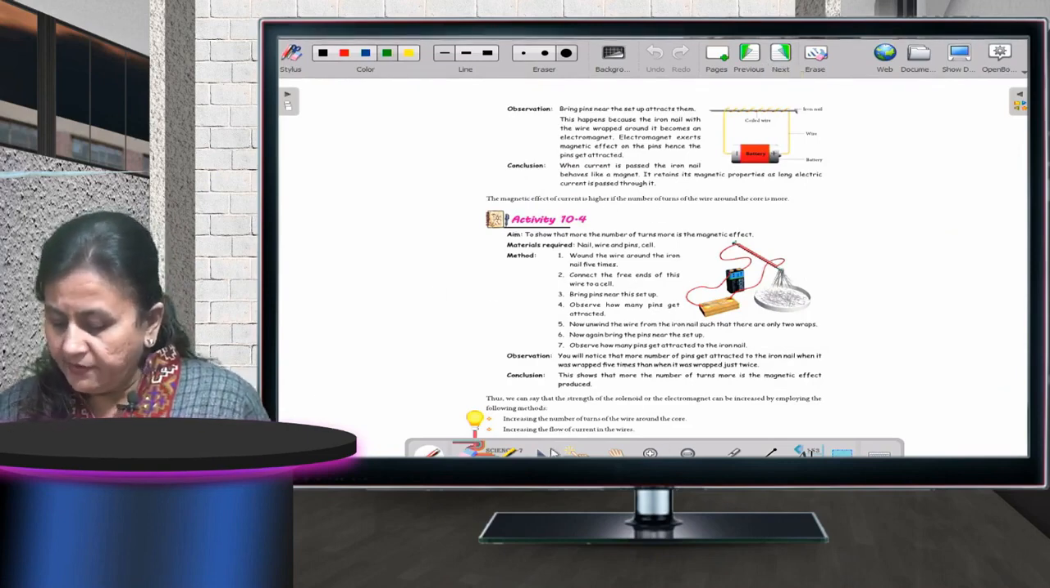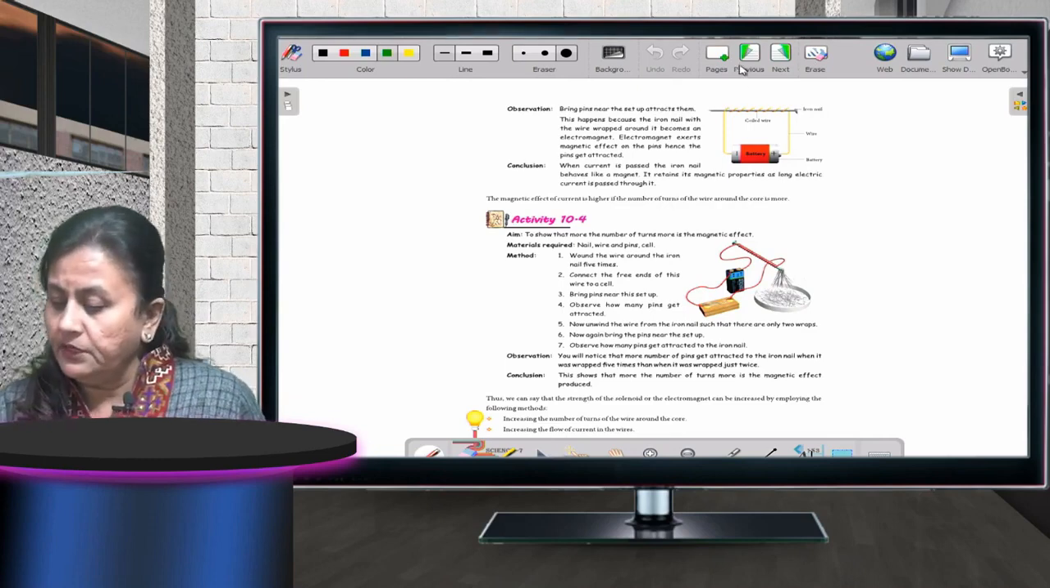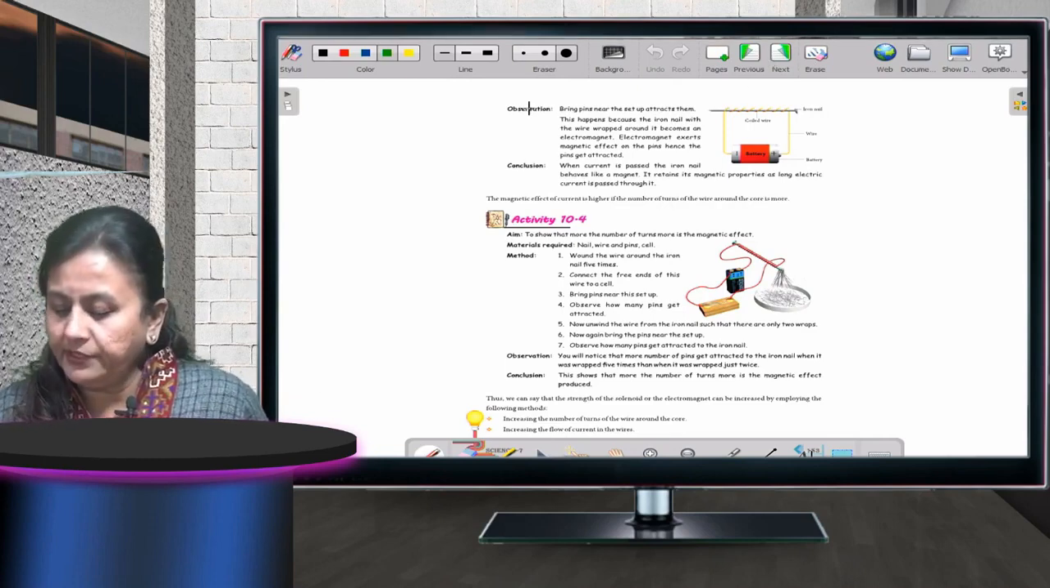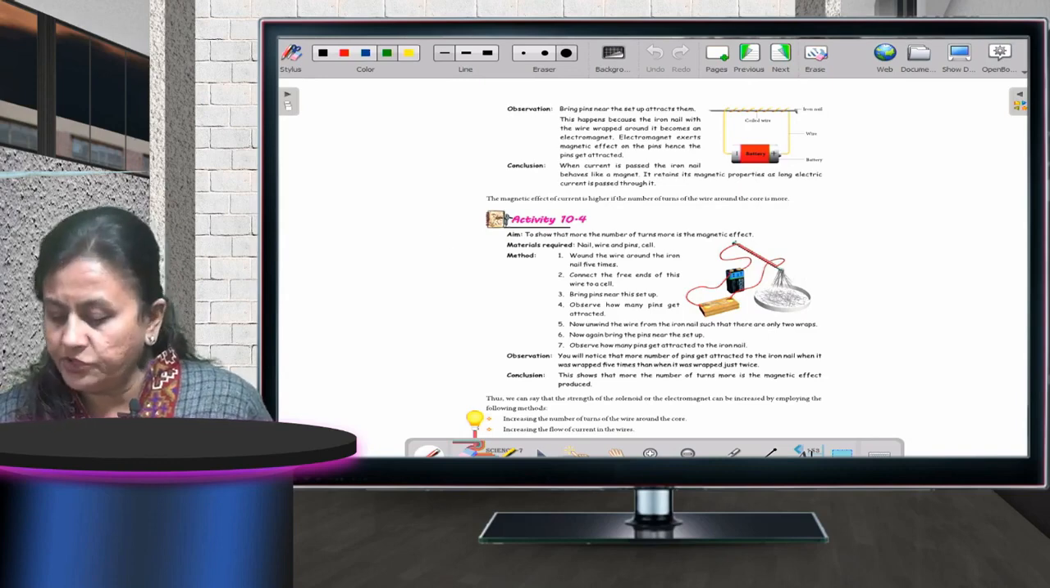See, there is a very beautiful example also which has been done over here, but I will just read out the conclusion for you.